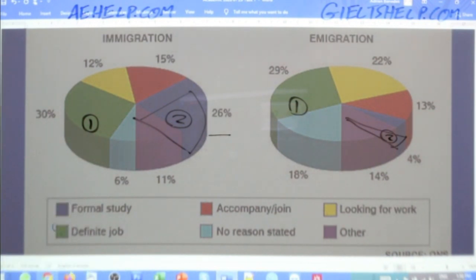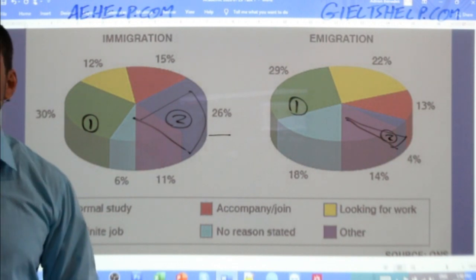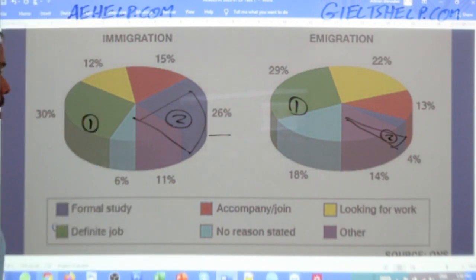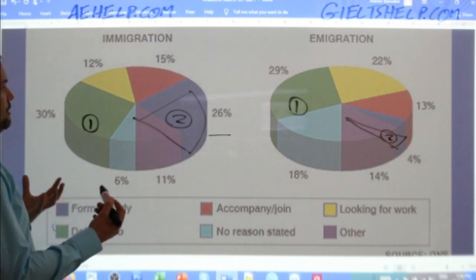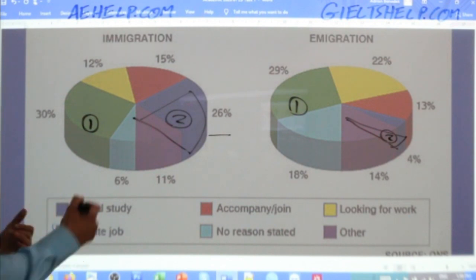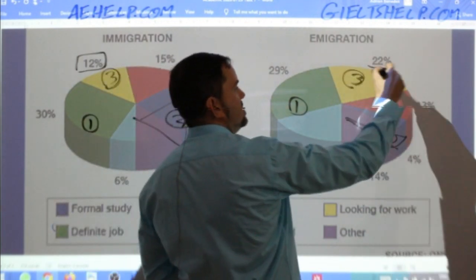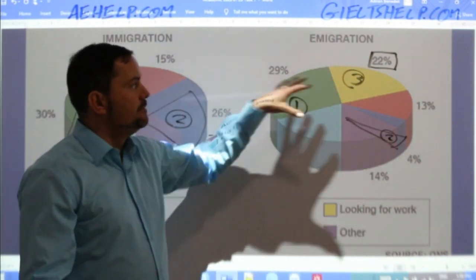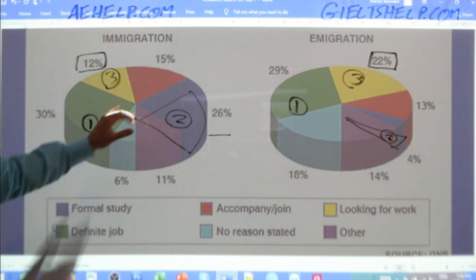So what would be my third? Let's see if your logic lines up with mine. So first, definite job. Second, formal study. Third, and I like how Amira is also agreeing with that as well. Okay, so somebody said looking for work. Yeah, here, okay, one way that you can figure this out is additive, right? So if I add this 12% and I add this 22%, then I end up with 34%. And that's definitely the third main overall reason for movement. So looking for work, that would make sense.